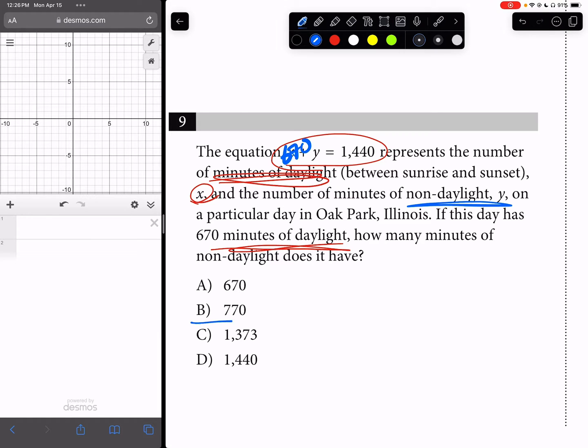Isn't that 770? B, really 670 plus Y equals 1440. I would just subtract 670 from both sides. I think you get 770.